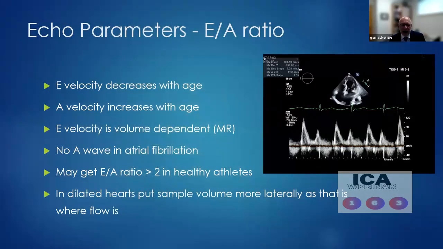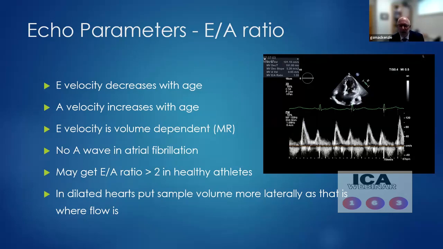The first is the E to A ratio, and I think everybody is aware that the E velocity normally decreases with age and the A velocity increases with age. It's important to remember that the E velocity is very volume dependent. So in patients with significant mitral regurgitation, you're going to get an exaggerated E wave velocity. There's clearly no A wave in patients who have atrial fibrillation. The other caveat to note is that you may get an E to A ratio that's greater than 2 in healthy young patients or healthy athletes.